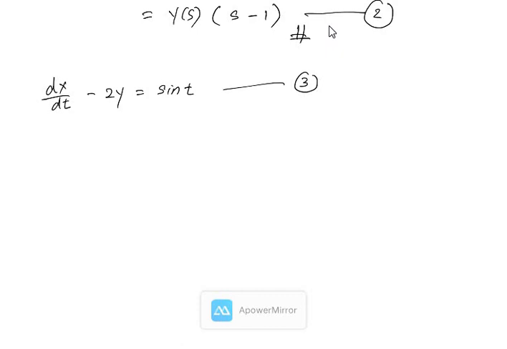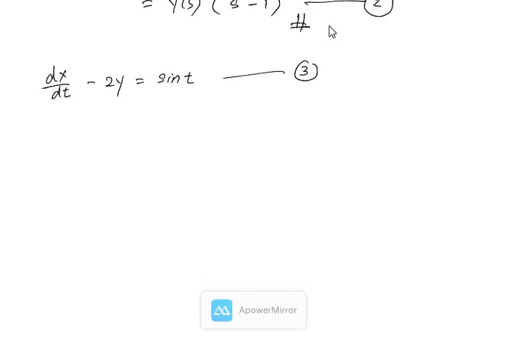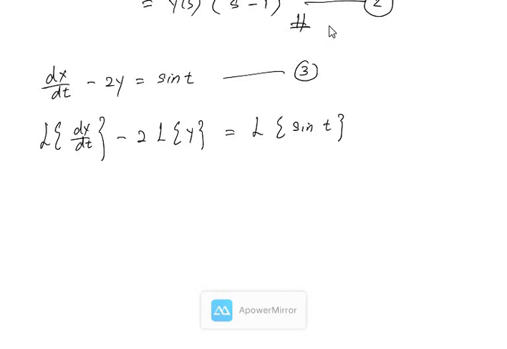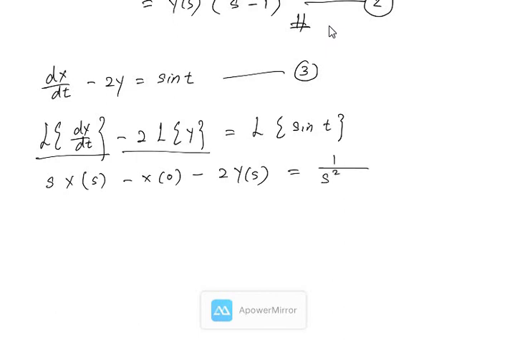So for this equation, I need to Laplace transform the whole equation. So that is the Laplace transform of dx over dt minus 2 times the Laplace transform of y equal to the Laplace transform of sine t. So the Laplace transform of dx over dt, we obtain xs minus x0. Okay. And then minus 2ys for this part, equal to the Laplace transform of sine t, you get 1 over s squared plus 1.